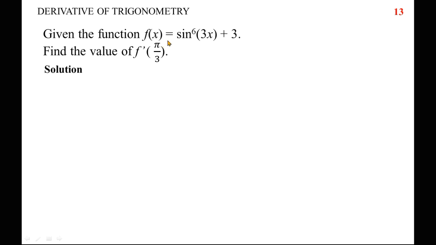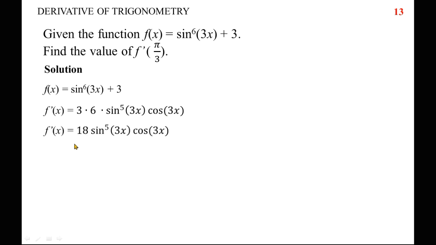Okay, this is question number 13. Given the function f(x) equals sine 3x to the power of 6 plus 3, find the value of f prime of pi over 3. Here is the solution. Firstly, this is the original function, and of course, using some rules in differentiation, we'll obtain f prime of x equals 3 times 6 times sine to the power of 5 of 3x times cosine of 3x. Simplifying this will give f prime equals 18 sine to the power of 5 of 3x times cosine of 3x.